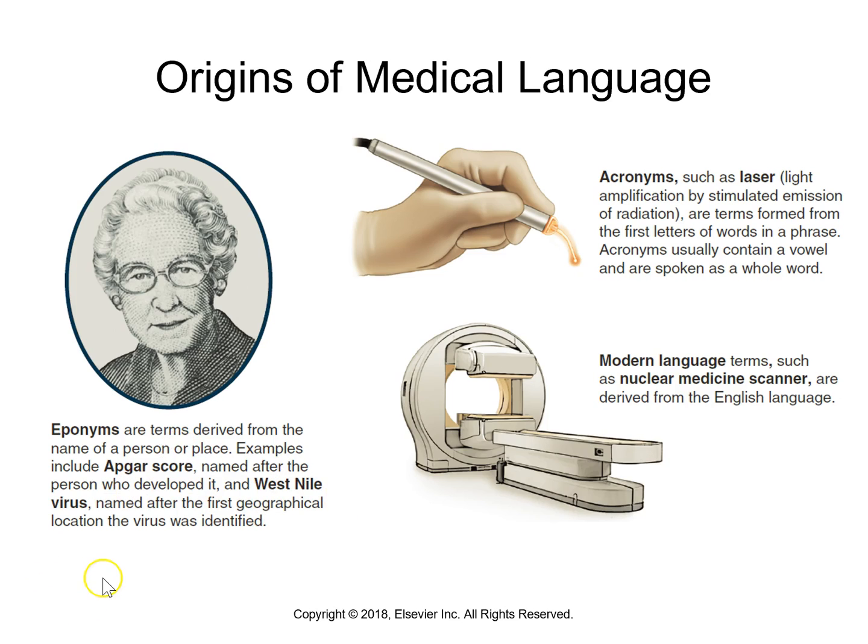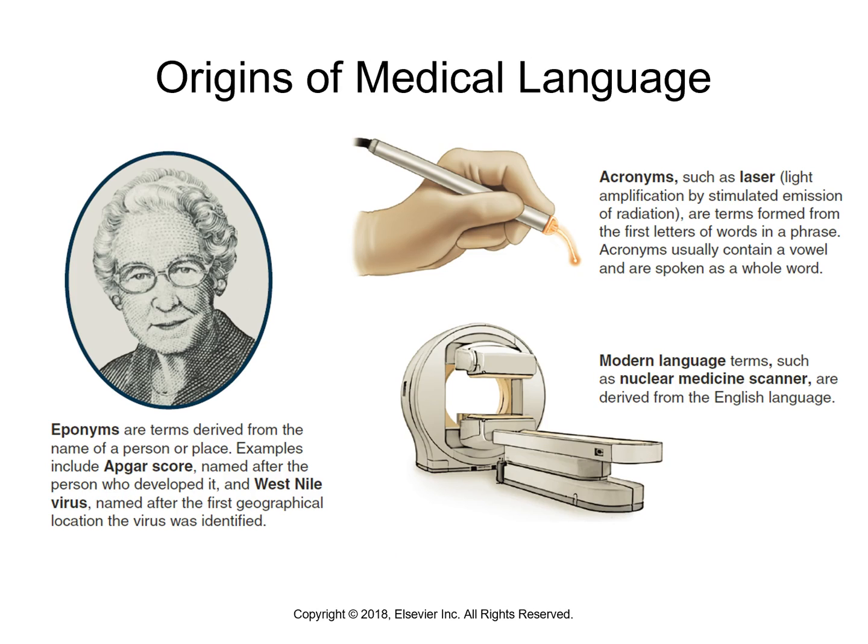Eponyms are terms derived from the name of a person or a place. Examples would include the Apgar score, named after the person who named it, Apgar, and West Nile virus, named after the first geographical location the virus was identified. Okay, and then we have modern language terms. These are derived from the English language. So this includes nuclear medicine scanner. These are modern terms, all right? These weren't around 100 years ago, obviously. We didn't have nuclear medicine scanners 100 years ago. But you get the point.